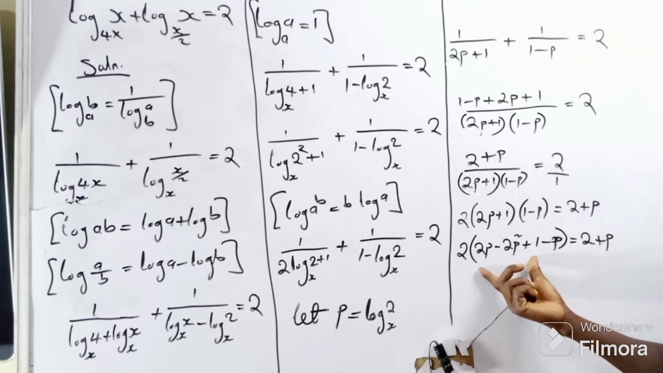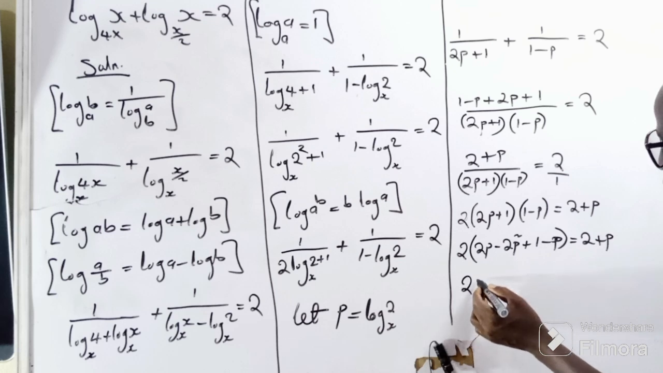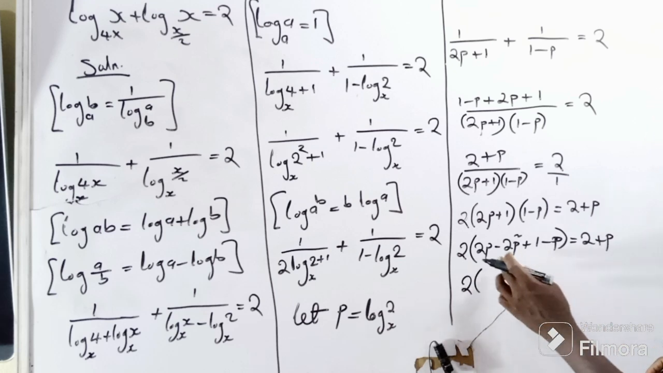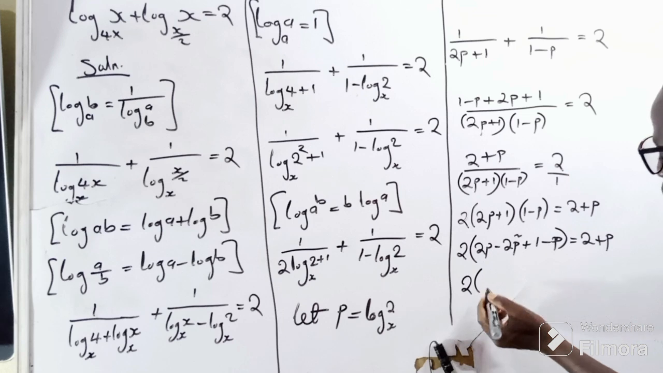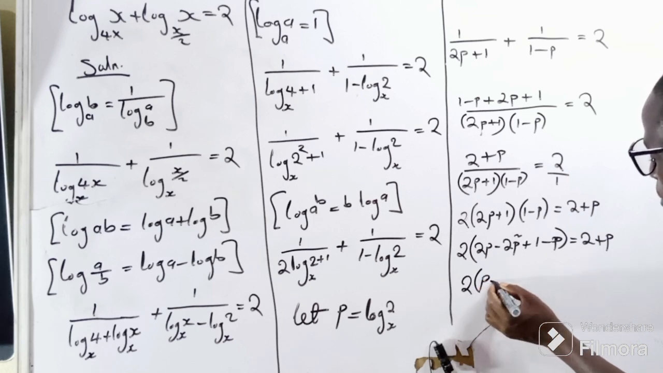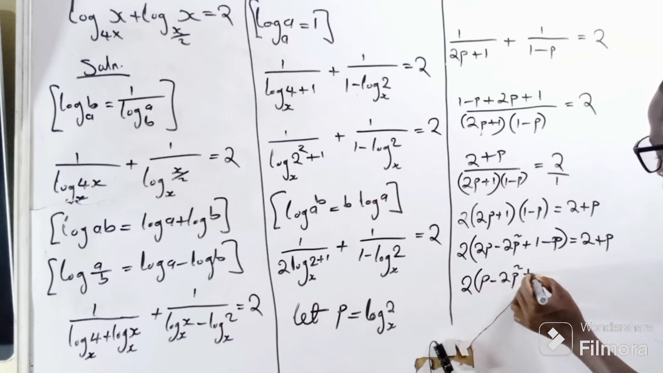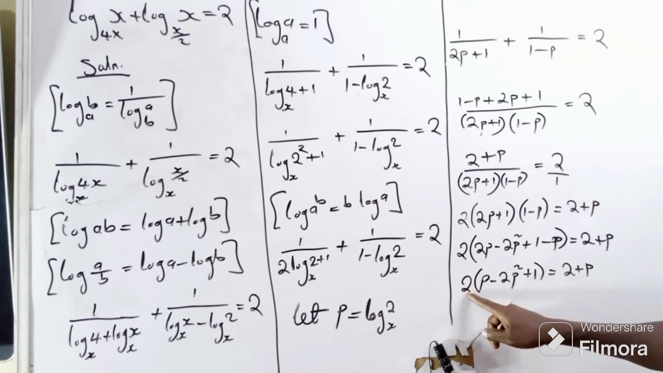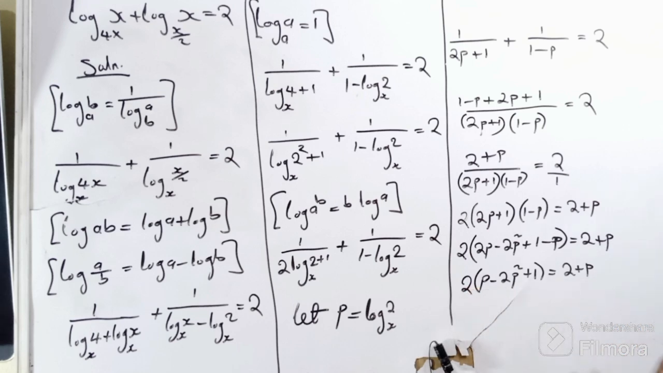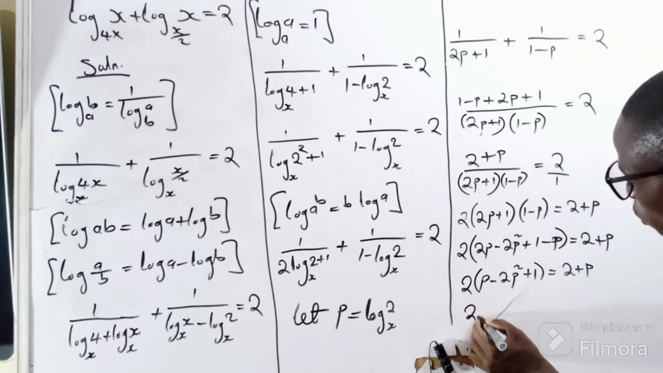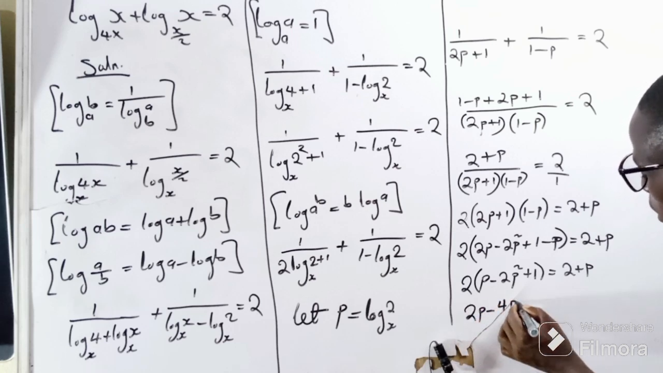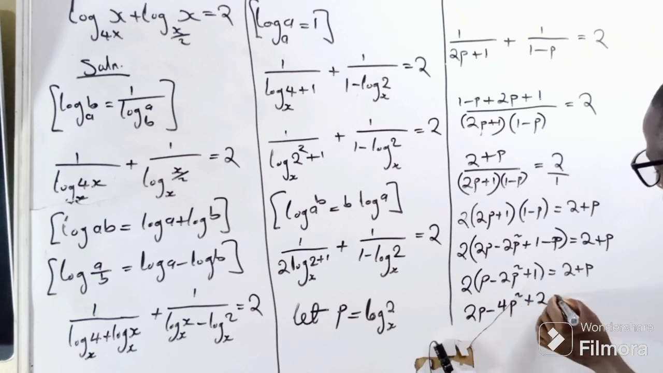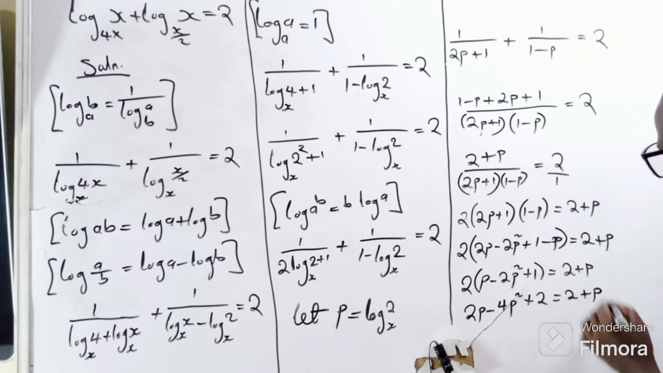So I need to rearrange those terms within the bracket. So I'm going to have 2 into, 2p minus p is going to be p. So I'm going to have p minus 2p squared plus 1 is equal to 2 plus p. So this 2 is going to multiply every other thing within the bracket. That means we are going to have 2p minus 4p squared plus 2 is equal to 2 plus p. And of course, this 2 will take care of this 2.